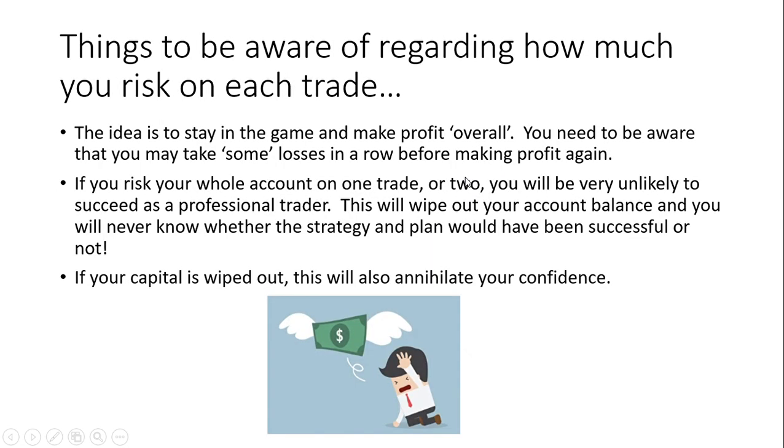Some things you have to be aware of regarding how much you risk on each trade. I've said here that the idea is to stay in the game and make profits overall. So you need to be aware that you may take some losses in a row before making profit again. It can be typical for traders to take 3 losses in a row, or 4, depending on the strategy that you use and depending on how good you are as a trader. It could be less than this. It could be up to about 4 or 5 even. Hopefully not as many as 5, but it could be 4 losses in a row.